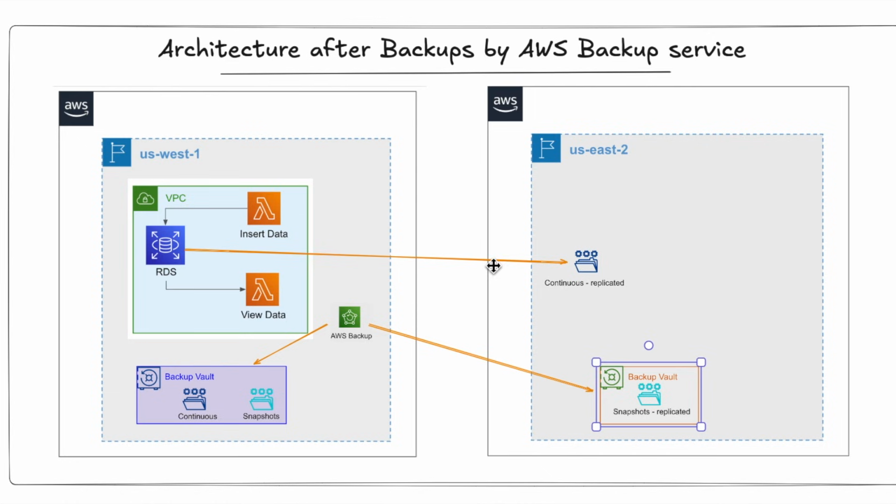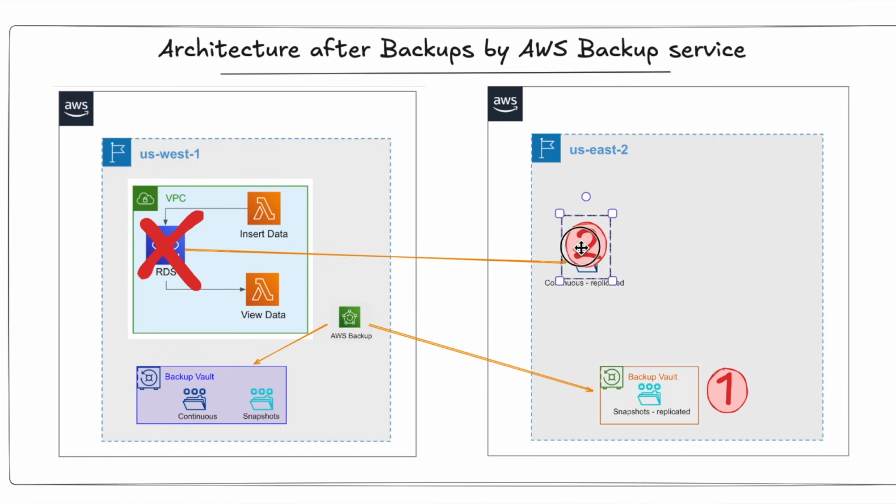So from a disaster recovery perspective, if our primary RDS database goes down in case of a disaster, we now have two different restore options. One is the snapshot backup, which is stored in the backup vault with compliance and security controls. And second is the PITR or continuous backups, which have a much lower RPO, but they don't have the vault protections. So now let's go ahead and simulate a regional disaster. I will temporarily stop our RDS database, and then we'll test both of these restore paths to see how they behave.